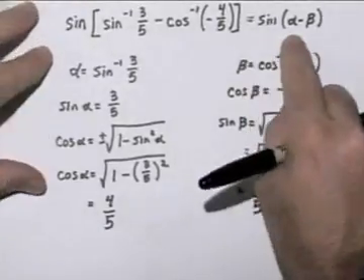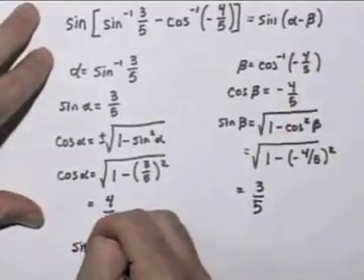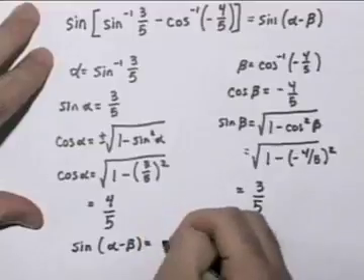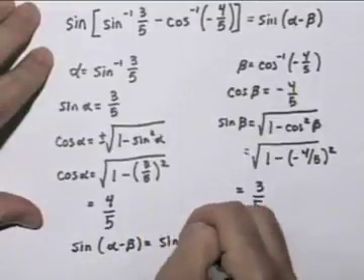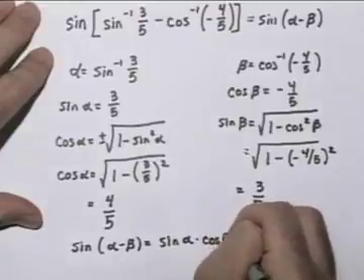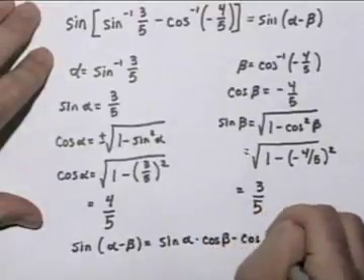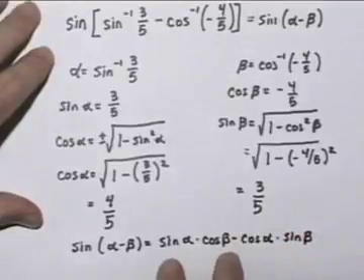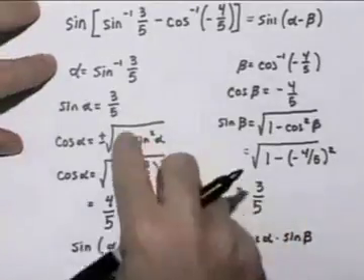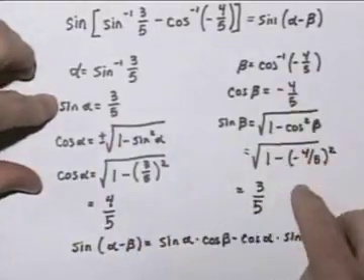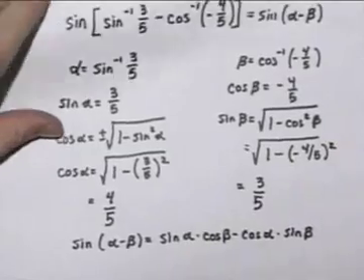Now what I'm going to do is find the sine of alpha minus beta. Remember, the sine of alpha minus beta is the sine of alpha times the cosine of beta minus the cosine of alpha times the sine of beta. I need to substitute in these values of sine alpha, cosine alpha, sine beta, cosine beta into this formula to get the answer.